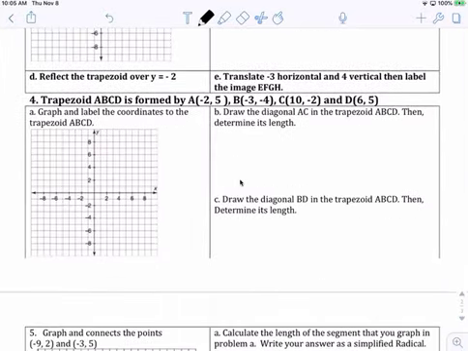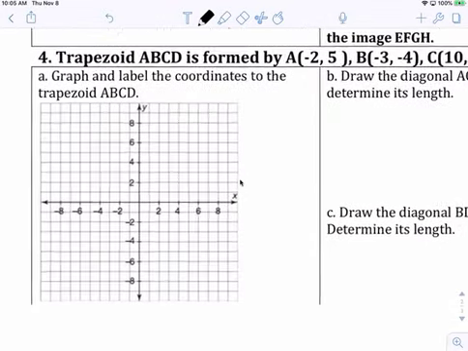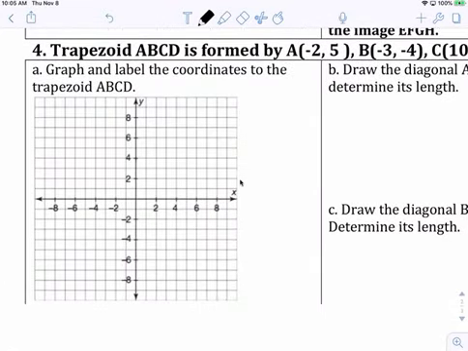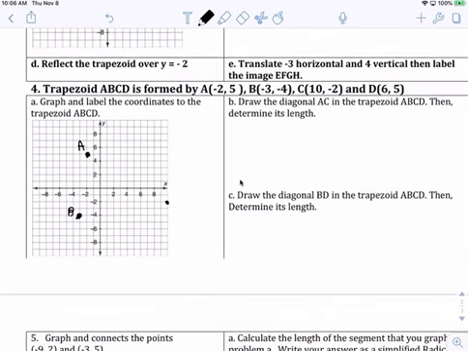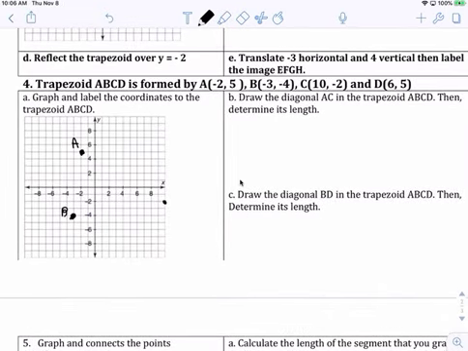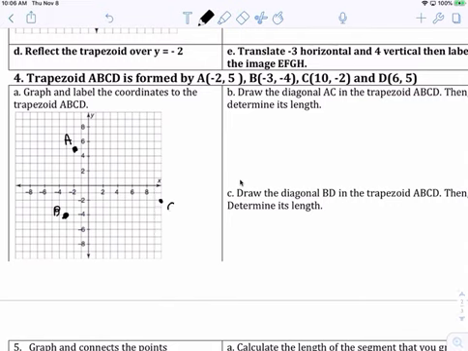We didn't do this in class, so let's see. This will be on the test, and it'll be worth 30 points. Negative 2, positive 5, which is up here. That's A. Negative 3, negative 4. Here, that's B. And then 10, negative 2. That's C, and 6 and 5.